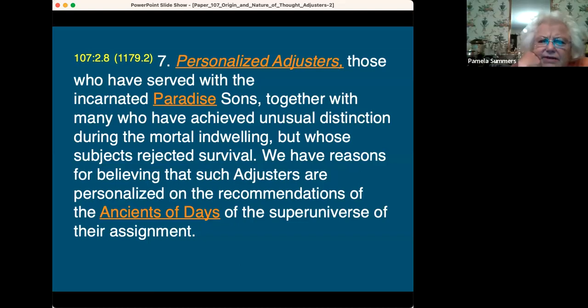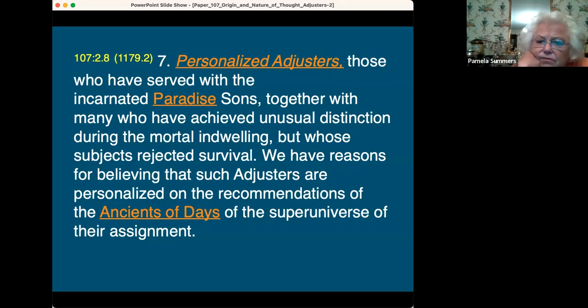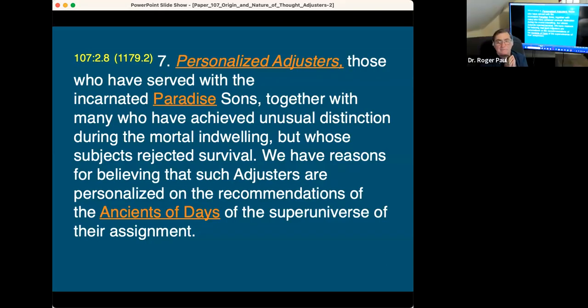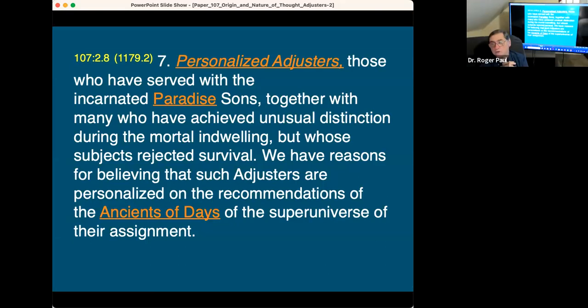At some point we read that Jesus fused with his adjuster. No, Jesus never fused with his adjuster. The time of his fusion would have been at his baptism. Okay. He did not fuse with his adjuster because it was impossible for him to fuse with his adjuster. And the same thing with Magisterial Sons. It's impossible for them to fuse with the adjuster. The same thing with Melchizedek.